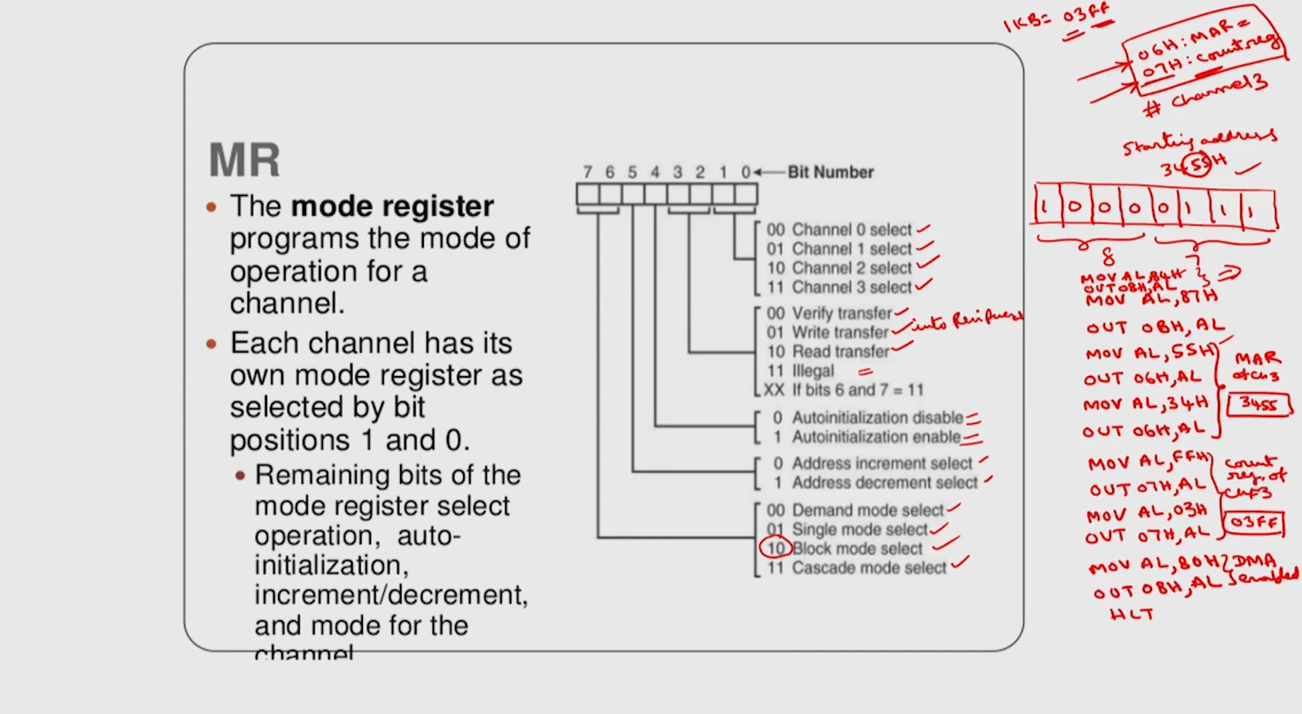Now, corresponding to the two modes, slave and master mode, we can operate the 8237 in master mode as well as slave mode.